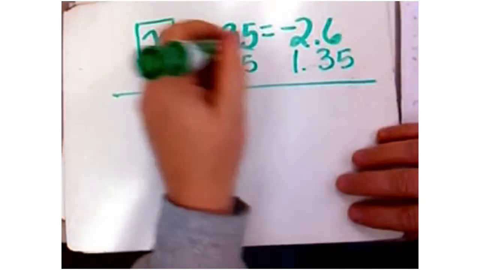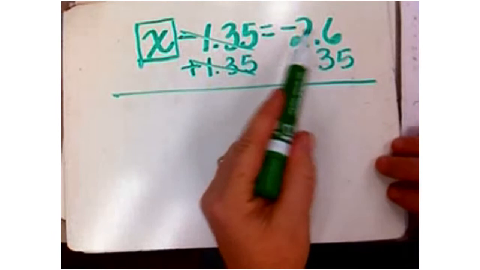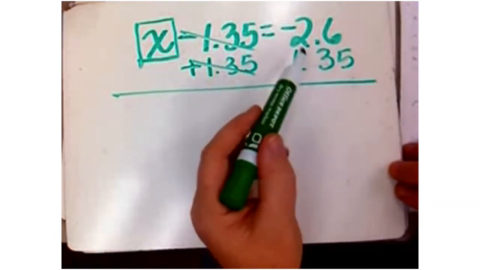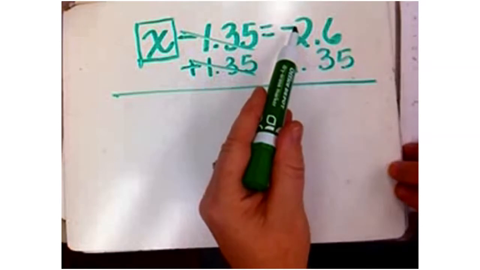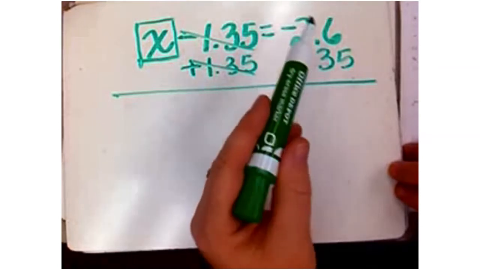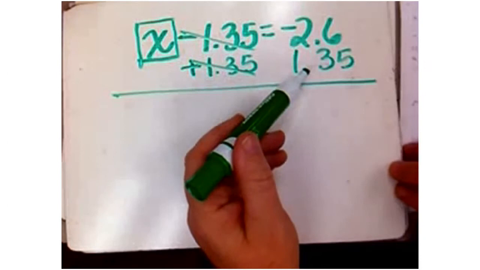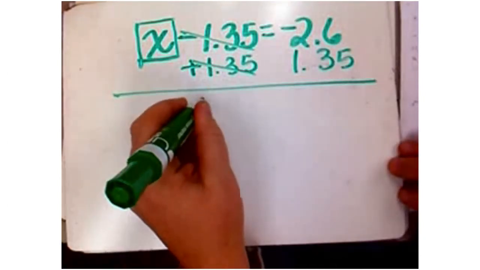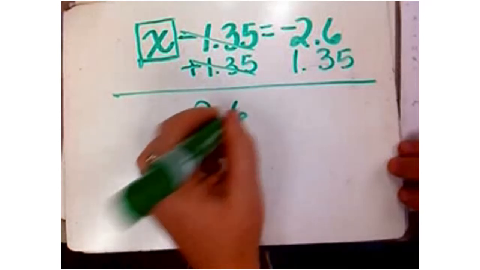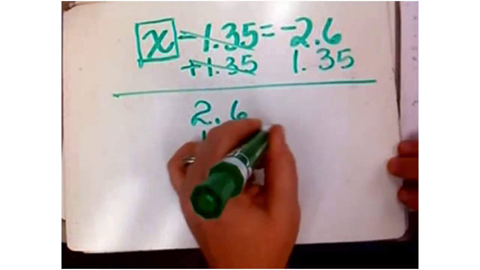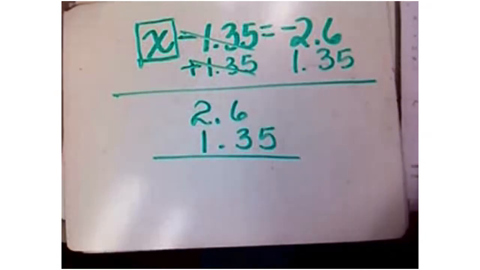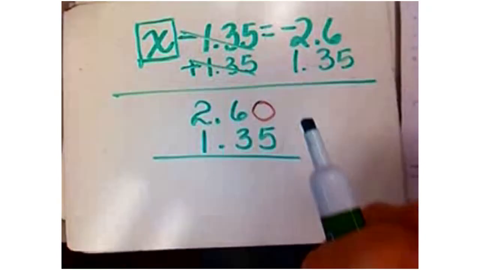So we cancel out those, and we notice we have a 2.6 and a 1.35. Now it's not just a 2.6, it's a negative 2.6. So you've got to turn your brain on and think: if I have a negative and a positive and I'm going to add them together, I'm actually finding the difference between the two. So 2.6 minus 1.35, I'm finding the difference of their absolute values. I'm going to need to put a placeholder when I line these up.